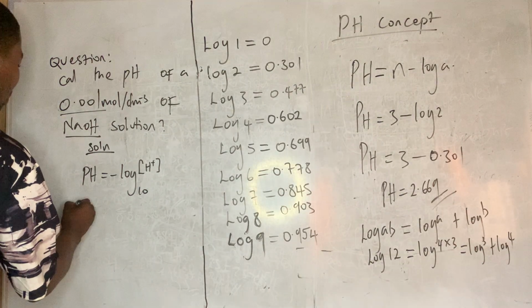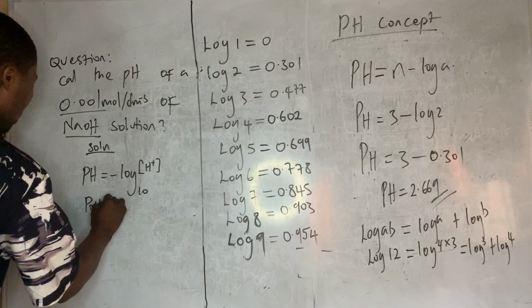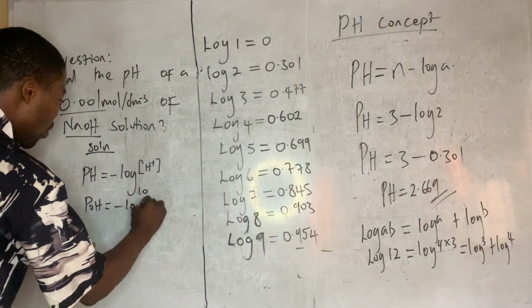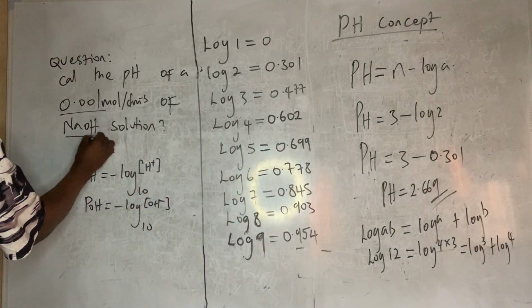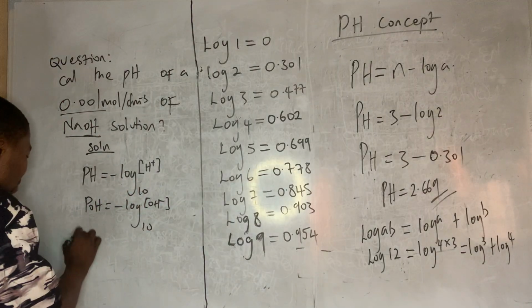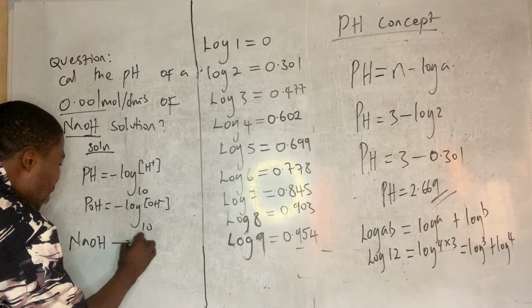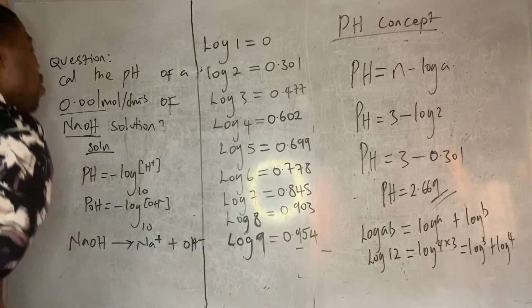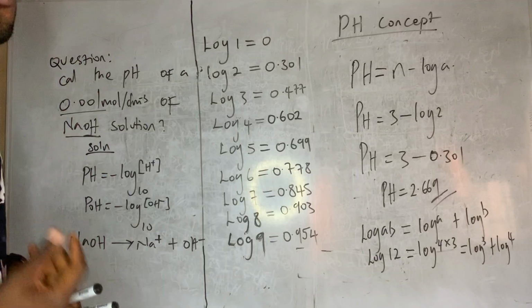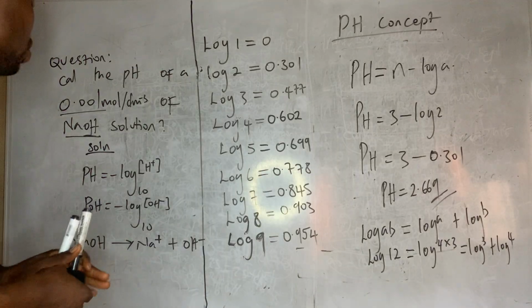pOH is the negative logarithm of the hydroxide ion concentration to base 10. This compound is a base. It can produce OH. What I mean is that NaOH does not have H ions. It has OH ions. So what do you do in this kind of case?